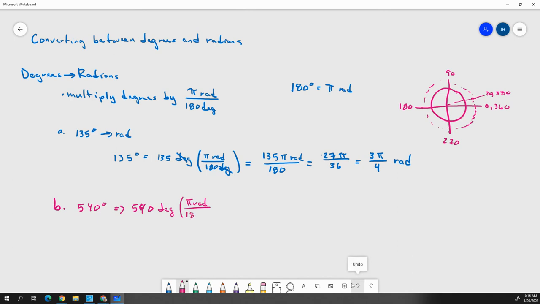180 degrees. And so our degrees will cancel out and we will be left with 540 pi over 180, right? And this is all radians. And then we can reduce that fraction. Well, the good thing about reducing a fraction with zeros on the end is those zeros just cancel. And right now we've got 54 pi over 18. And now these are both divisible by 2.